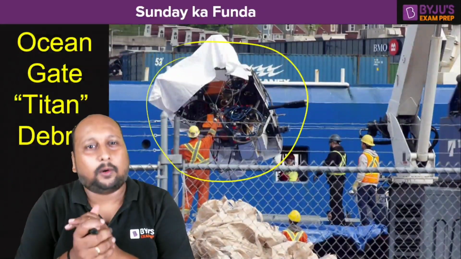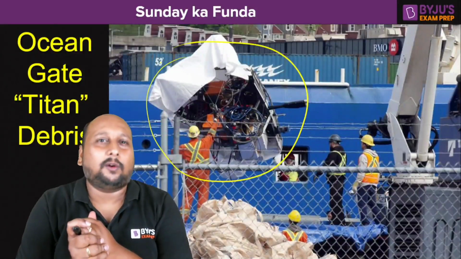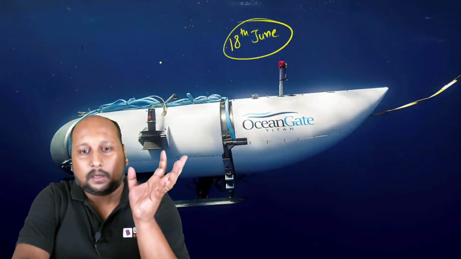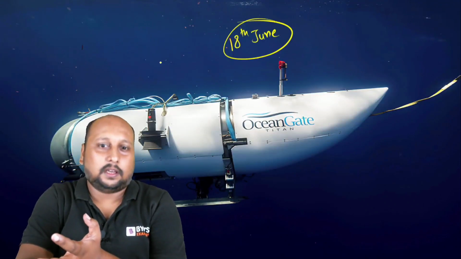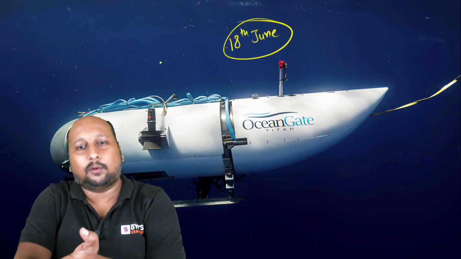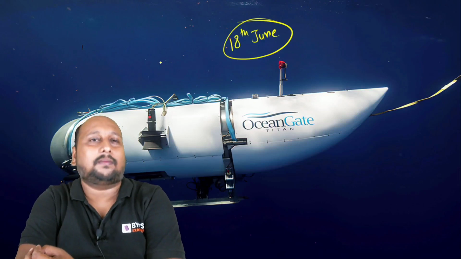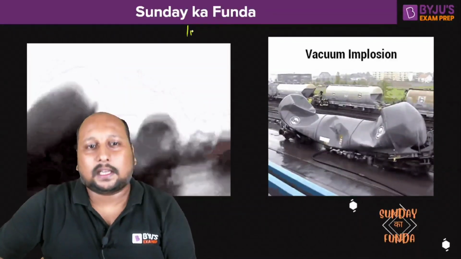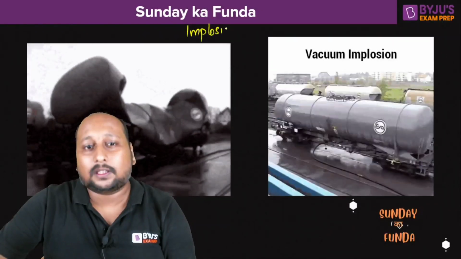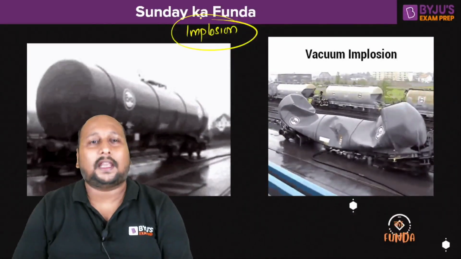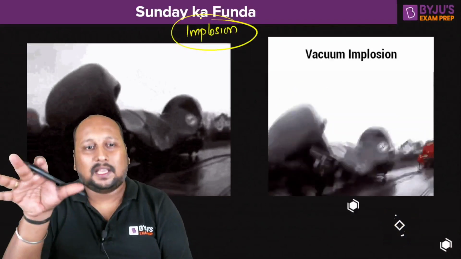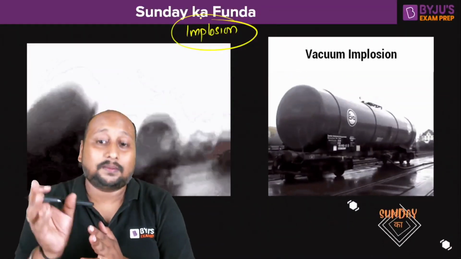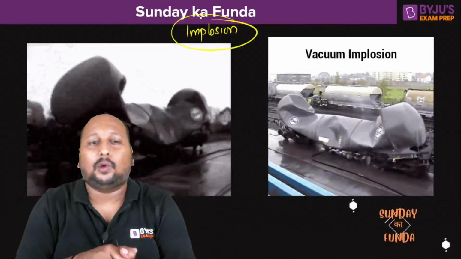So now let us try to understand what went wrong and what was the reason behind this conversion of a deep sea ocean explorer, Ocean Gate's Titan submersible, into debris. For understanding this, let us try to understand the concept of implosion, because that was a prime reason for this catastrophe to happen. Now if you see clearly, there is a big metallic vessel which is being crushed down to a small segment.